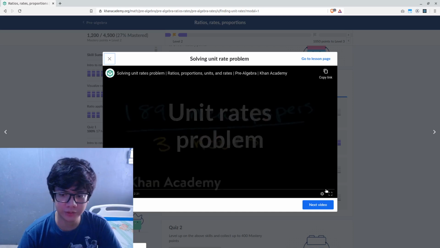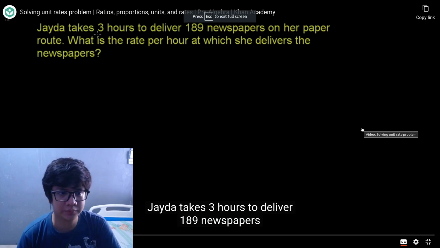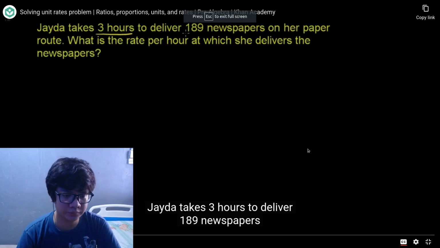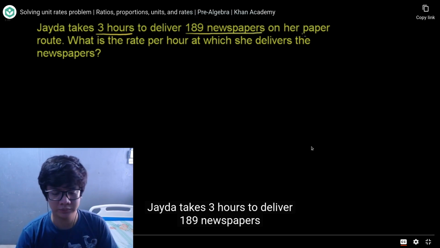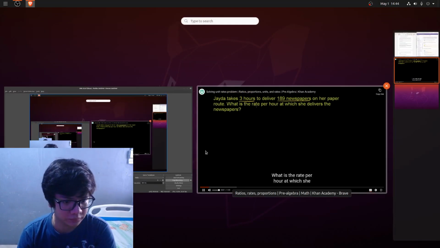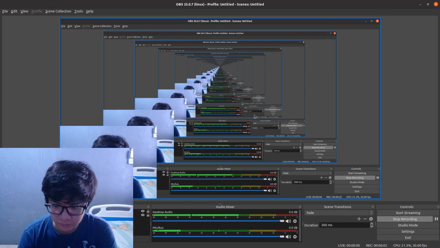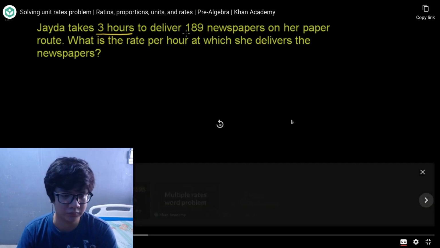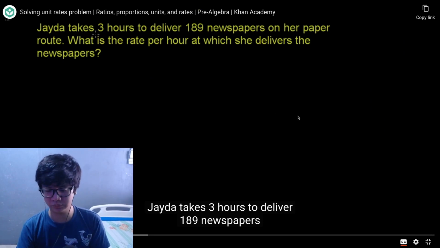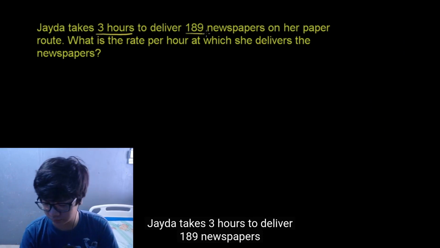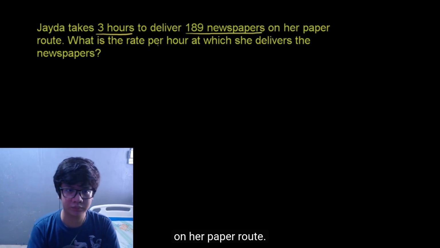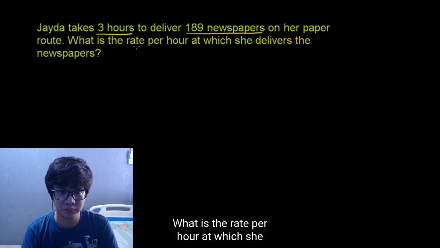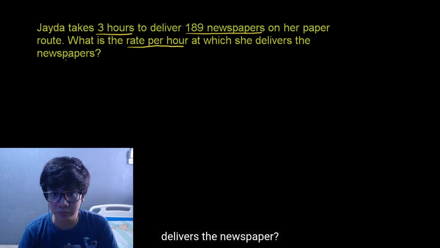A lot of videos. Jada takes 3 hours to deliver 189 newspapers on her paper route. What is the rate per hour? The rate per hour at which she delivers the newspaper. So Jada takes 3 hours to deliver 189 newspapers on her paper route. What is the rate per hour at which she delivers the newspaper?